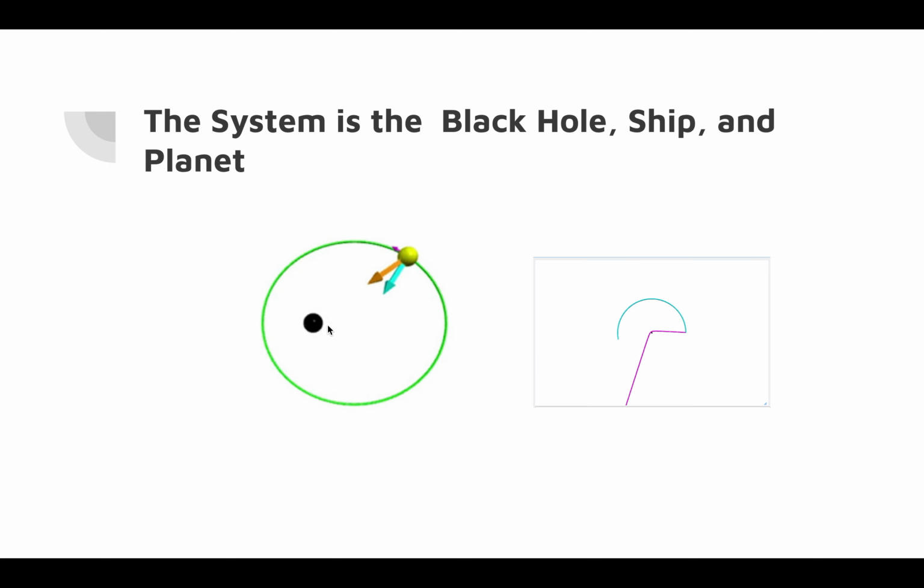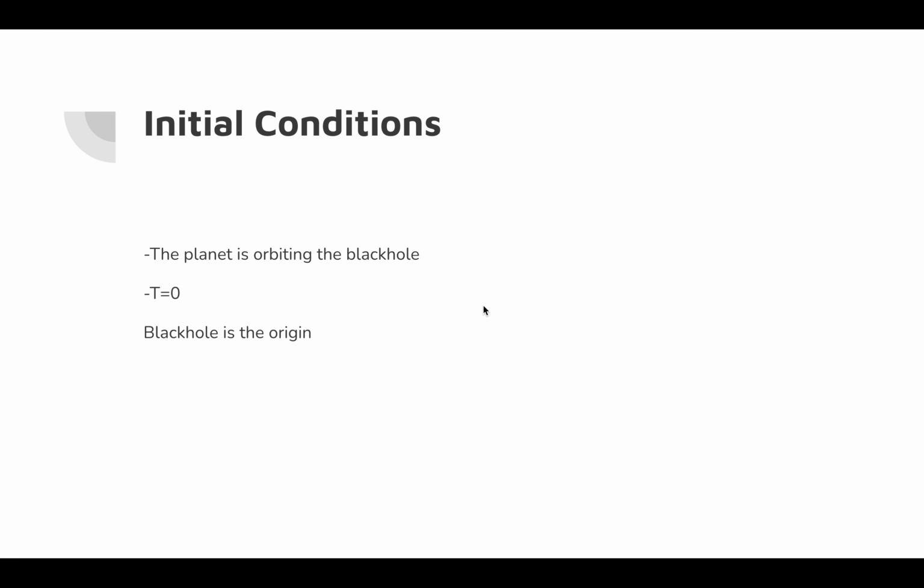So the system is the black hole, the ship, and the planet. Surroundings of space. Initial conditions: the planet is orbiting the black hole, and we also know that time starts at 0 and the black hole is at the origin.